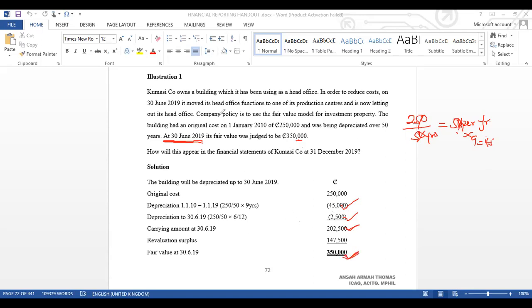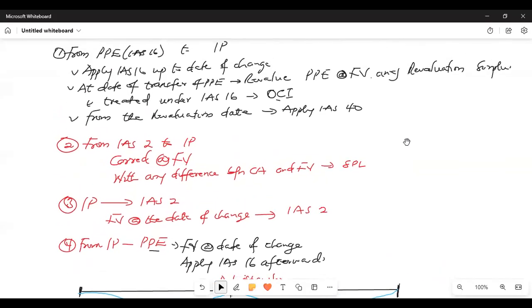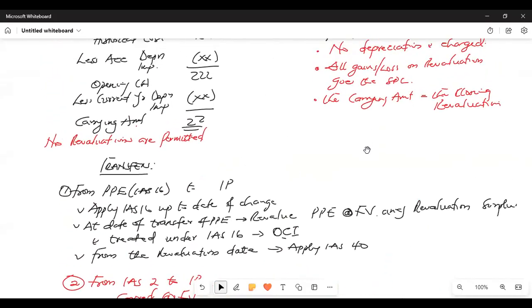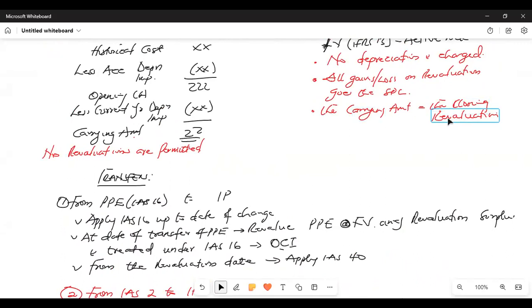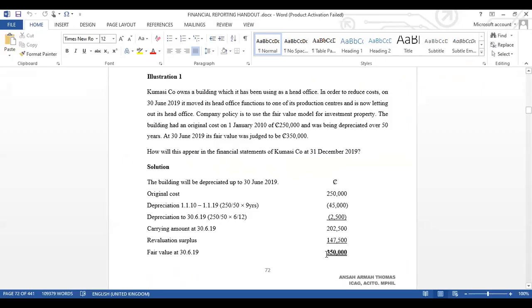And I told you, if you listened to me when I was doing the principal tuition, you realize that I said something here, that when the thing is revalued, the carrying amount is equal to the closing revaluation. That is, if you listen well. So now going back to the question, what you realize is that this is the carrying amount, and please watch this. This one, the revaluation is done at what?